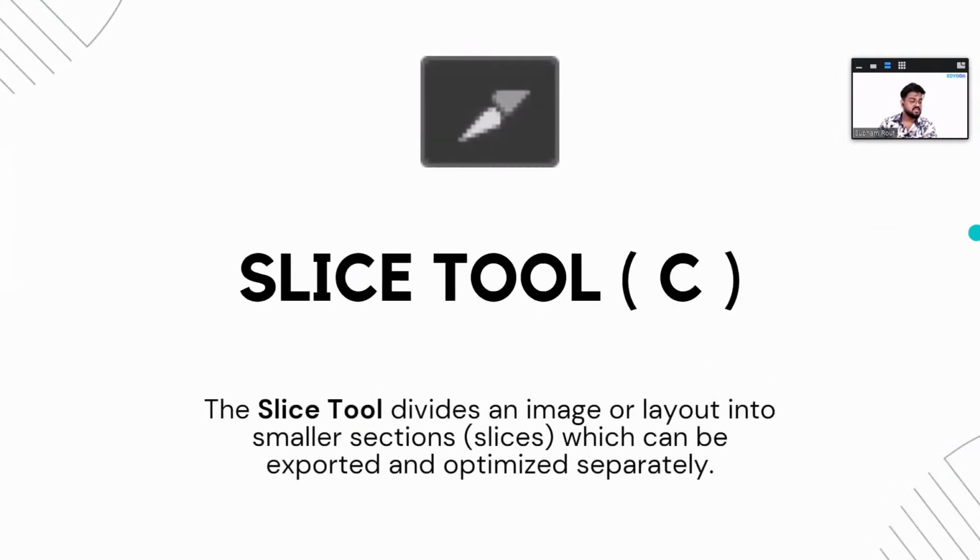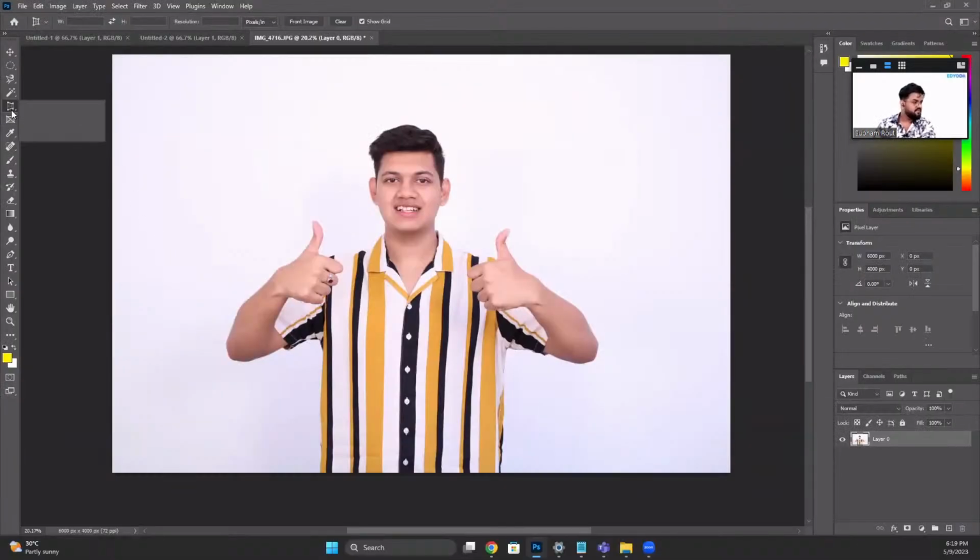Next we have is the slice tool. What the slice tool does, it divides an image or layout into smaller sections, slices, which can be exported and optimized separately. Now if I select the slice tool, here you can see different sections of the image are there. It is divided into 1, 2, 3, 4, 5. Now you can do different editing to these different sections.